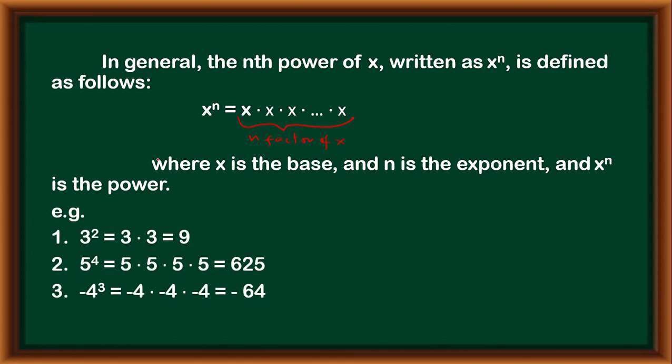Mapapansin niyo po dito, sa number 1, 3 raised to the second power is equal to 3 times 3. Ibig sabihin, dalawang beses natin siyang i-multiply, is equal to 9. 3 times 3 is 9. So, mali po yung notation na 3 times 2. Okay po? Kasi 3 times 2 is 6, hindi po 9. So, make sure to be careful in answering that. Okay? So, 5 raised to the fourth power is equal to 5 times 5 times 5 times 5. So, that's 625. Okay po? So, this is correct. This is also correct.